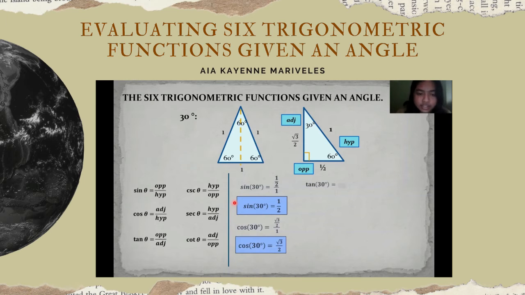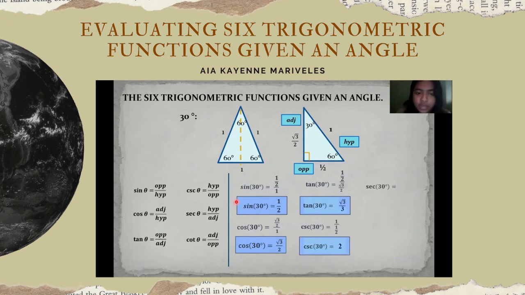For tangent 30, we get opposite over adjacent. So 1/2 over the square root of 3 over 2, and when simplified we get tangent 30 is equal to the square root of 3 over 3. For cosecant 30, we have hypotenuse over opposite. So 1 over 1/2, and then we get 2.